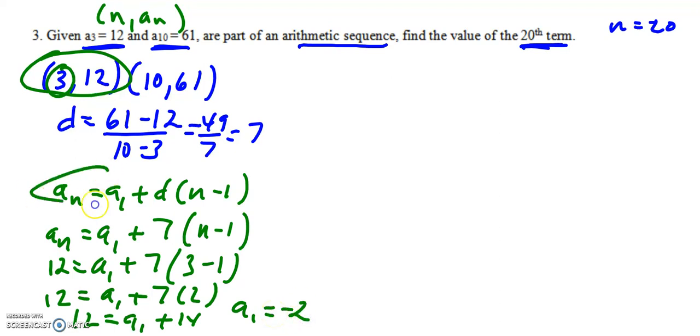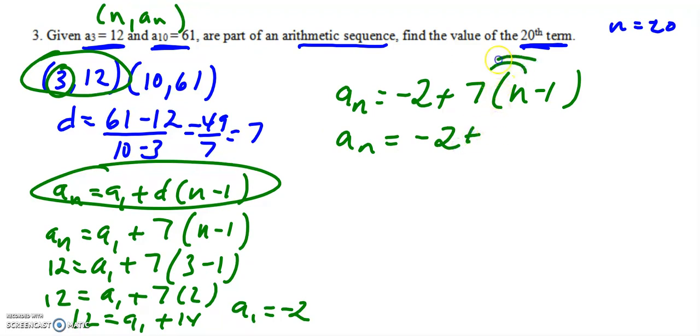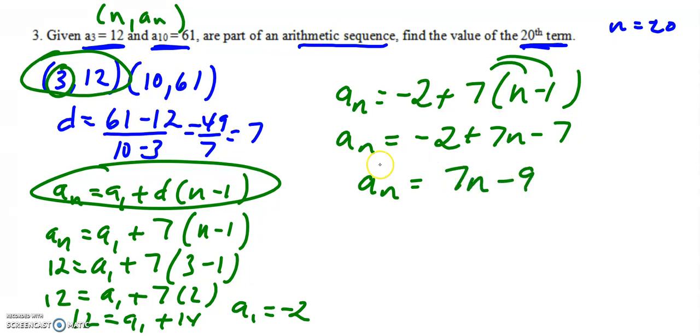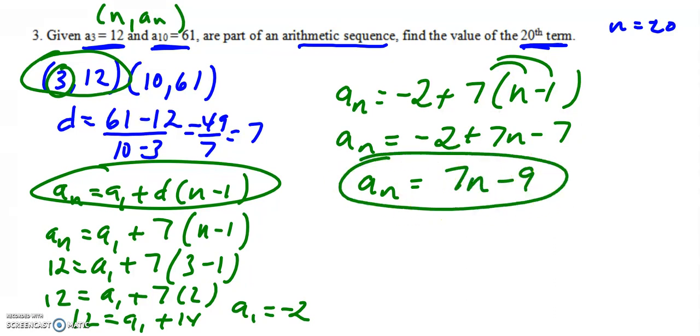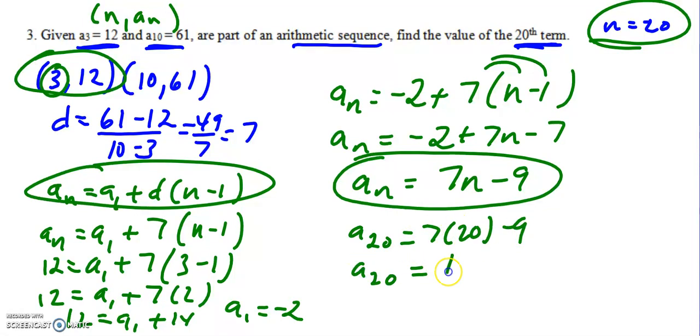So that means that my general equation would look like this. A sub n equals the first term plus the common difference times n minus 1. And if that's simplified, that would be -2 plus 7n minus 7. So that would be 7n minus 9. So this is my general equation. And now that I have my general equation, that means I can find a sub 20, which would be 7 times 20 minus 9. So a sub 20 would be 140 minus 9. So that output value would be 131.